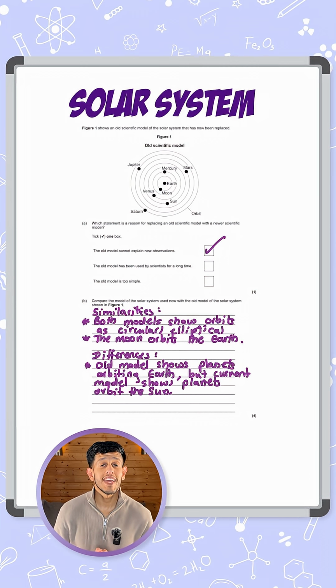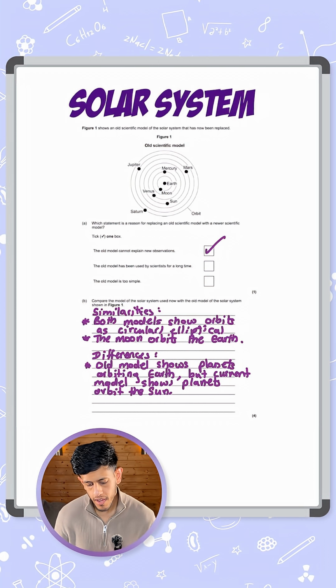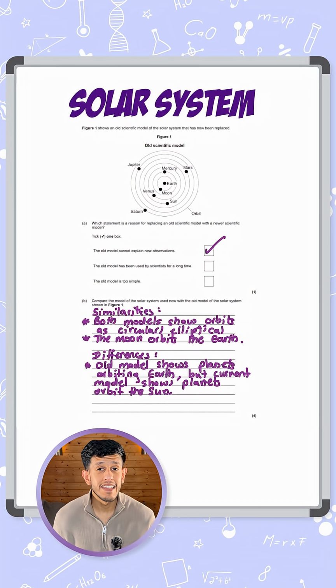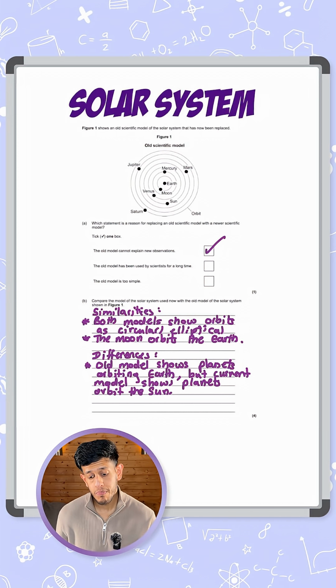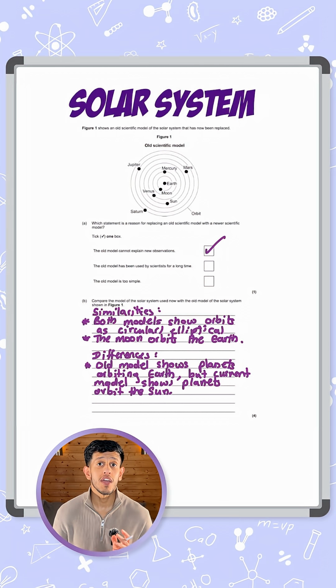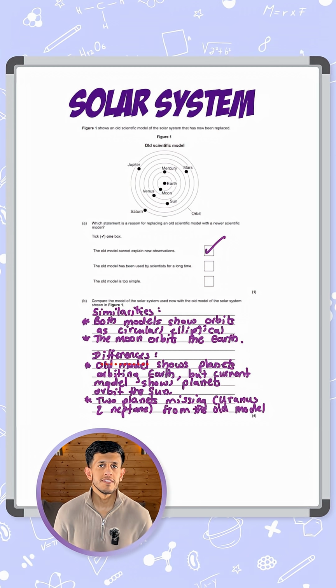And for the second mark here, something you may have noticed is that not all the planets that we know are here. There is Mercury, Mars, Earth, Venus, Jupiter and Saturn. But it's missing the 2 planets that are further away, Uranus and Neptune. So you can say 2 planets are missing that are in the current model, that aren't in the old model. So we have 2 similarities, 2 differences, that's 4 marks.